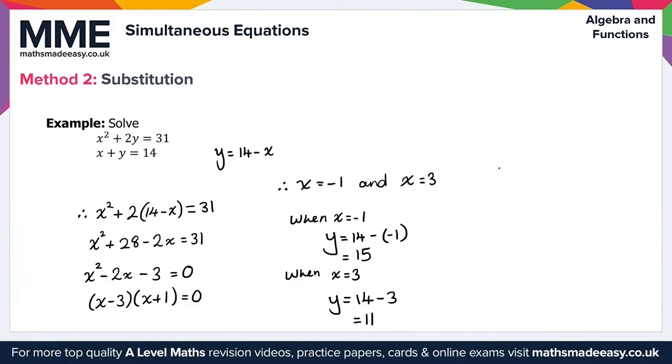So in that case, if we write our solutions, so our solutions here are simply x equals 3 and y equals 11. And we also have x equals minus 1 and the corresponding y value of 15. And that gives us our solution there to this simultaneous equation using the method of substitution.